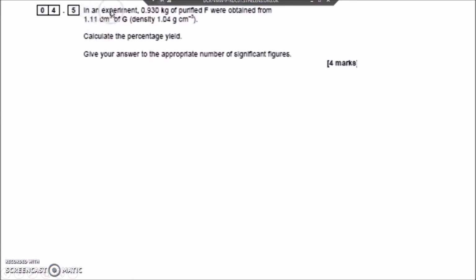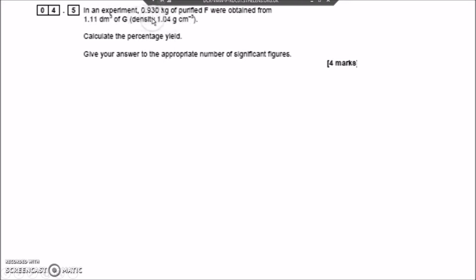Question 4.5. In an experiment, 0.930 kilograms, interestingly they've used kilograms, of purified F were obtained from 1.11 decimeter cubed of G, density 1.04 grams per centimeter cubed. So immediately you've got a problem with units. You've got this in kilograms, you've got this in grams per centimeter cubed, you've got this in decimeter cubed.